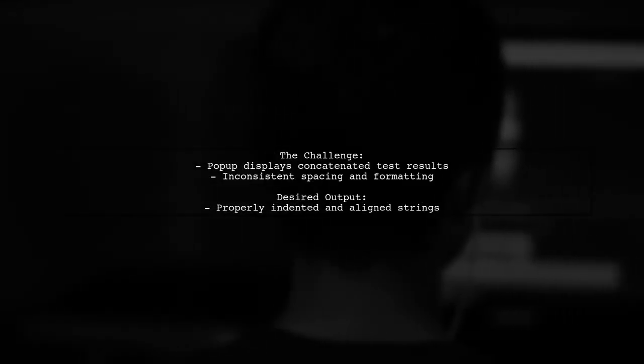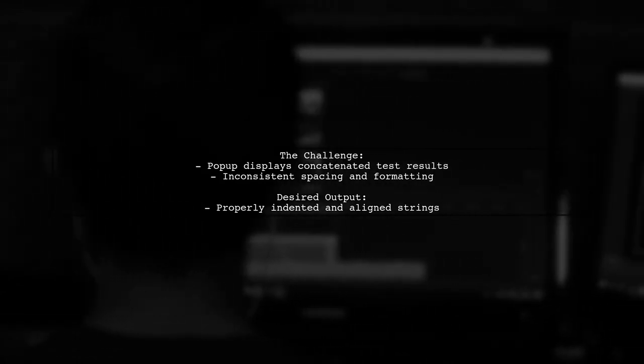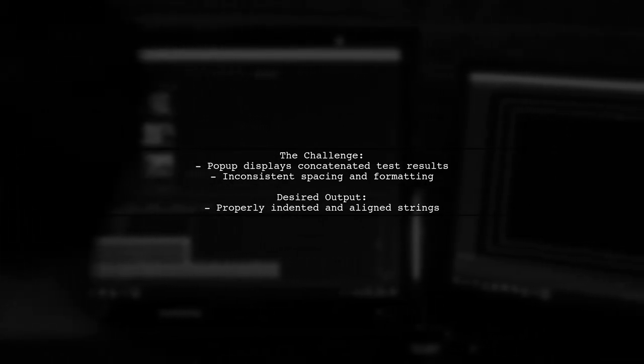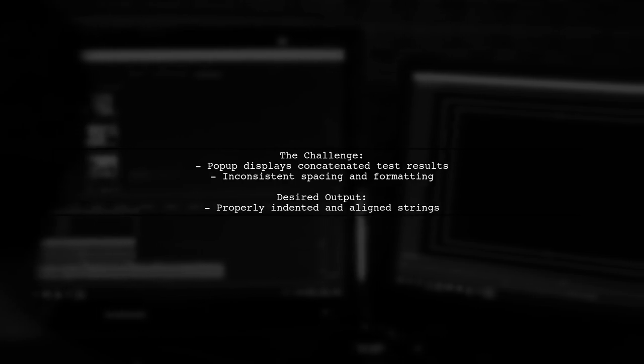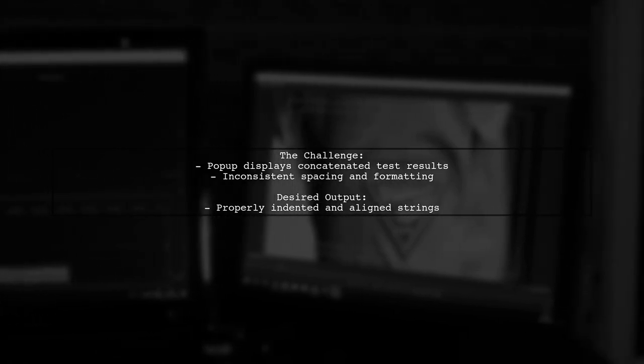The question goes like this. Our viewer has a pop-up displaying test results, but the output is a single string with inconsistent spaces and newline characters. Each line is concatenated to the previous one, making it hard to read. They want to know how to format these strings for proper indentation.